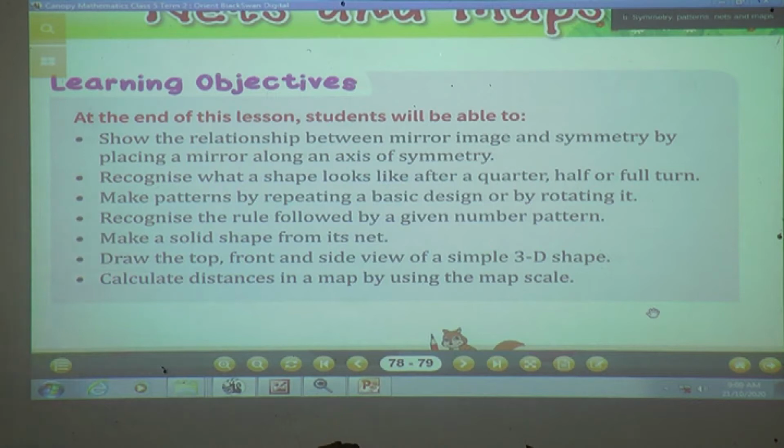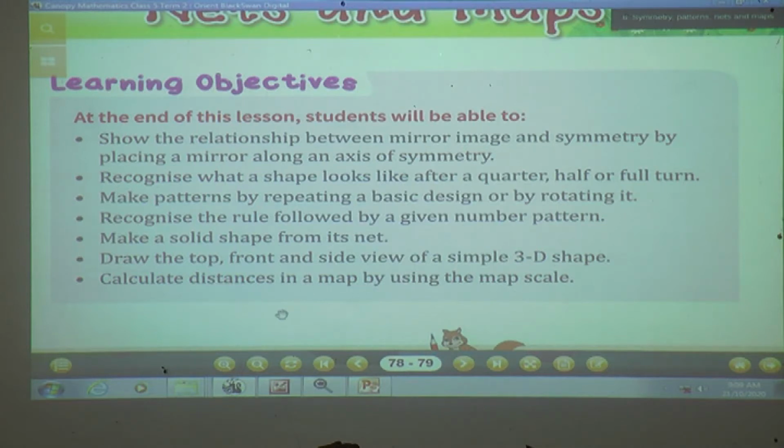Now, make up patterns by repeating a basic design or by rotating it. That means you will solve sums depending upon the patterns. Now recognize the rule followed by a given number pattern. Again, make a solid shape from its net. Draw the top, front and side view of a simple 3D shape. And the last one, calculate distances in a map by using the map scale.